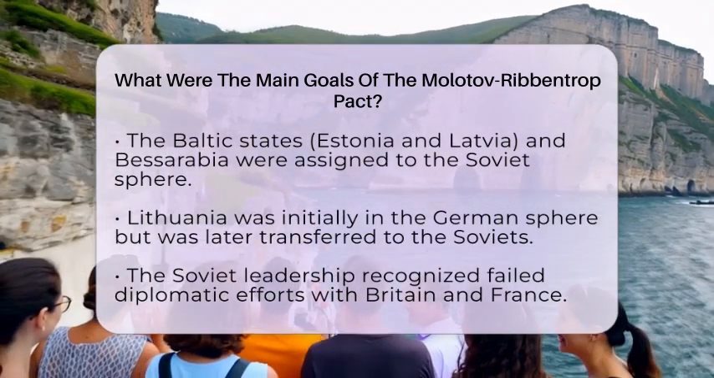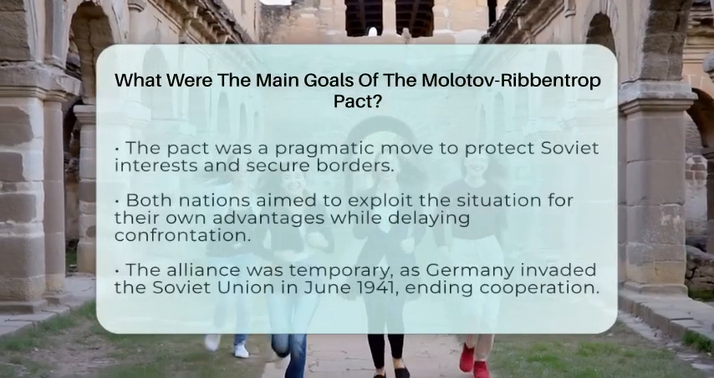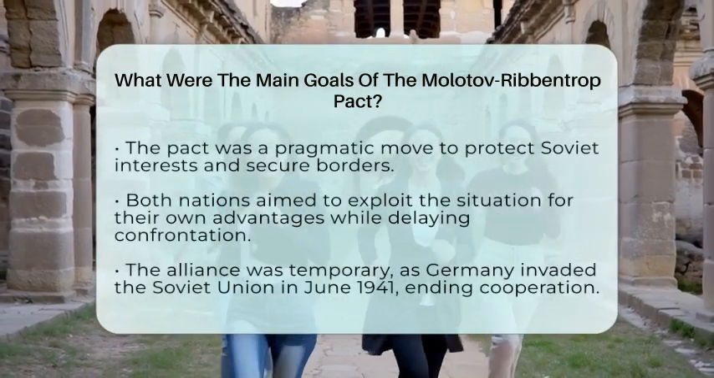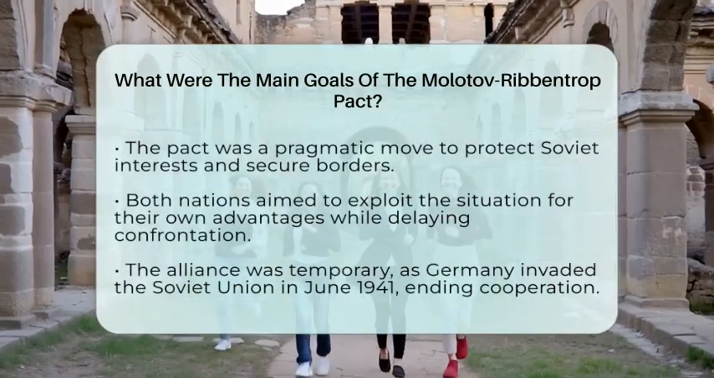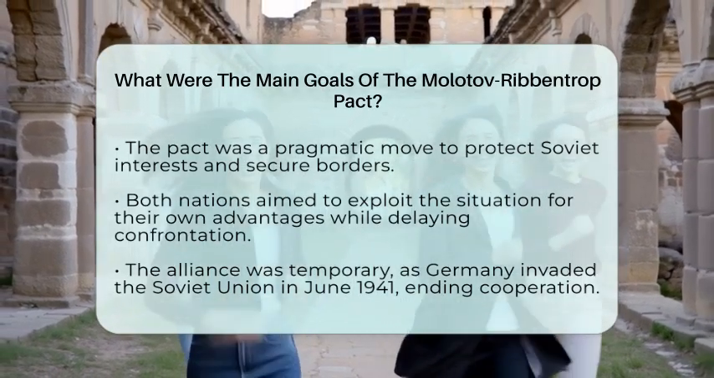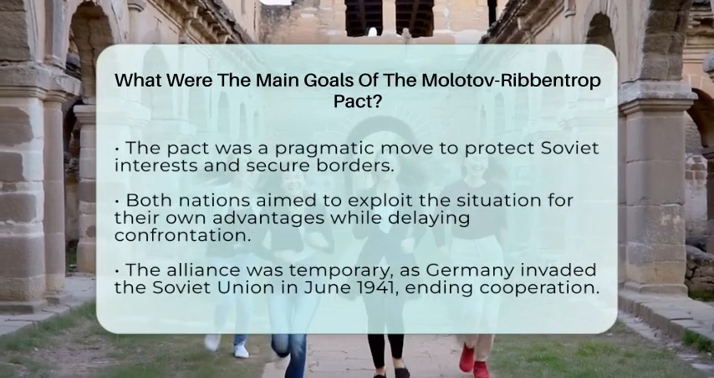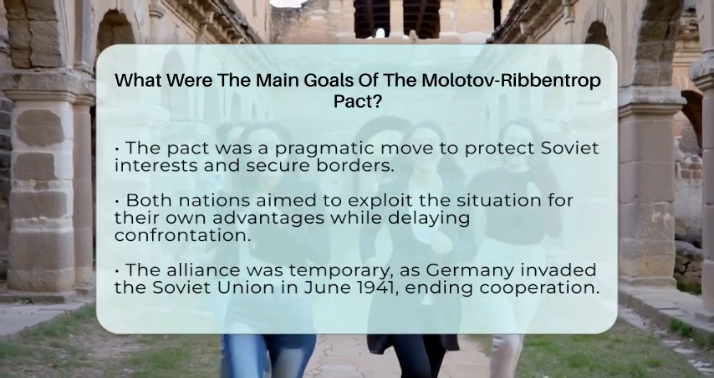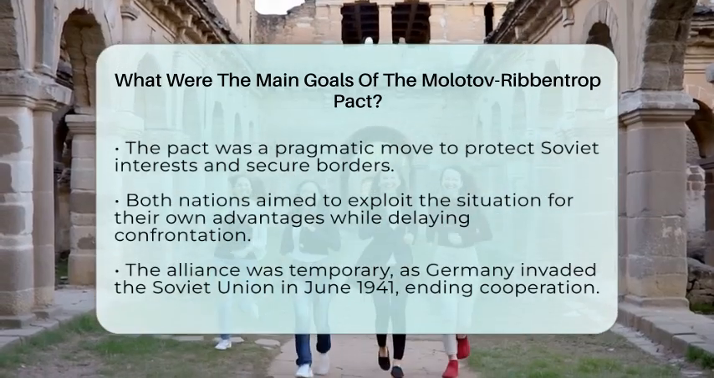Both regimes sought to delay confrontation and exploit the situation for their advantage. However, this cooperation was short-lived. Germany violated the pact by invading the Soviet Union in June 1941, turning their relationship into open hostility.